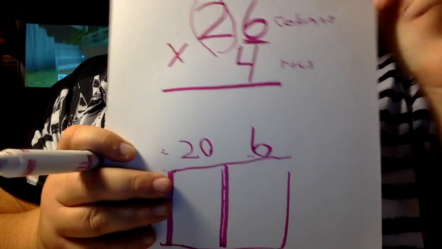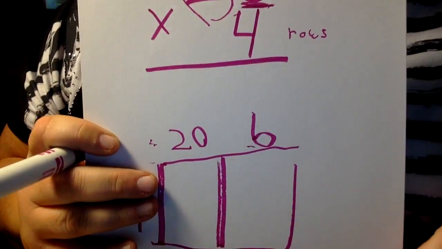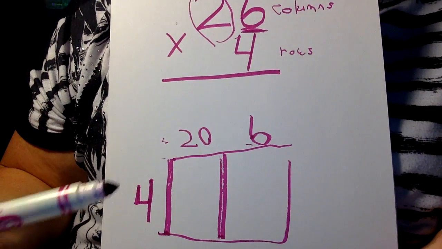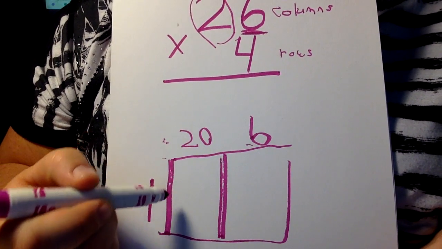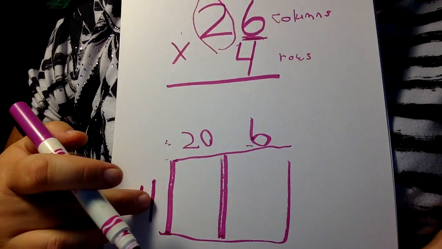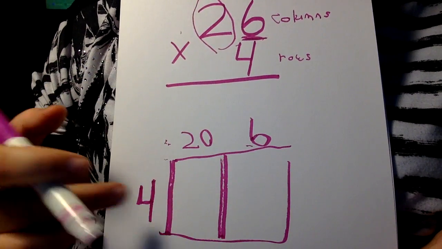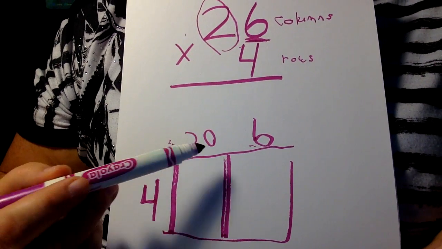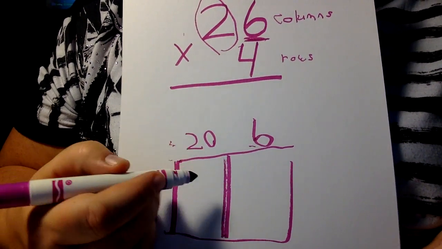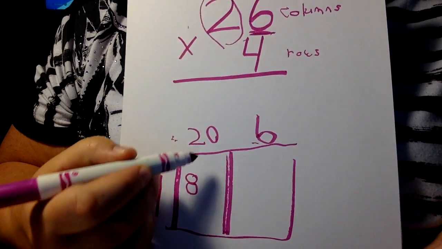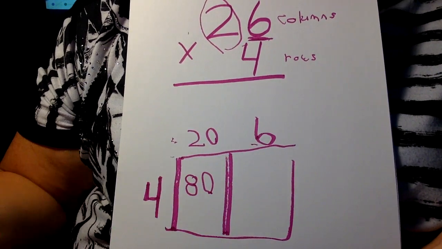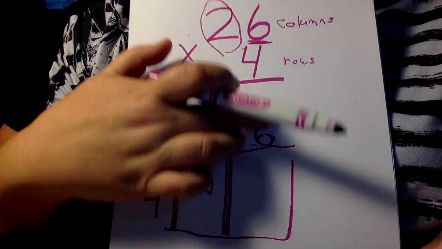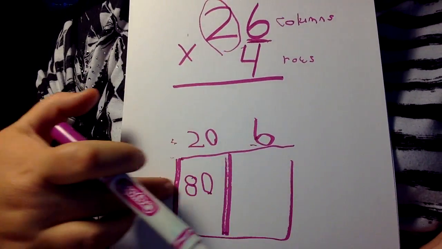What we're going to do is multiply the rows times the column. So let's start right here. In this box, we're going to multiply 4 times 20. We can do that because of our zero trick. So 4 times 2 we know is 8, and then we'll put our 0 in there. That's 80.